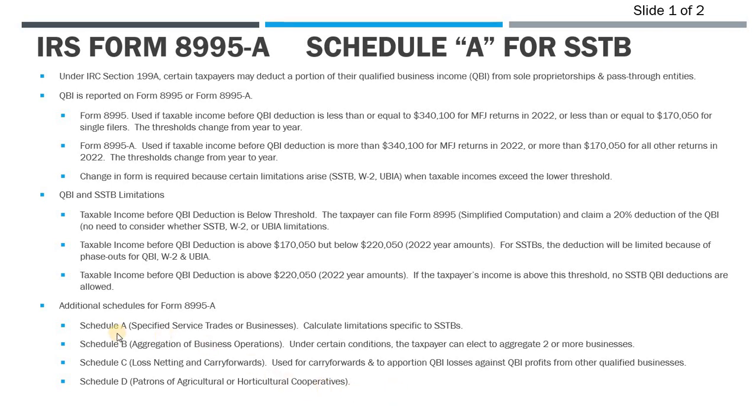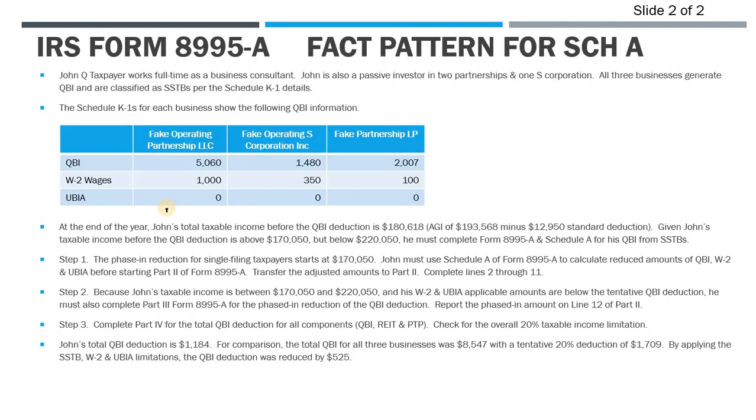So in our example, again, we're working with Schedule A. In practice, you frequently see Schedule A and Schedule C. Schedule B aggregation, not so much, and Schedule D, not either. All right, so let's move on to the fact pattern here, and then we'll get into the 8995A.